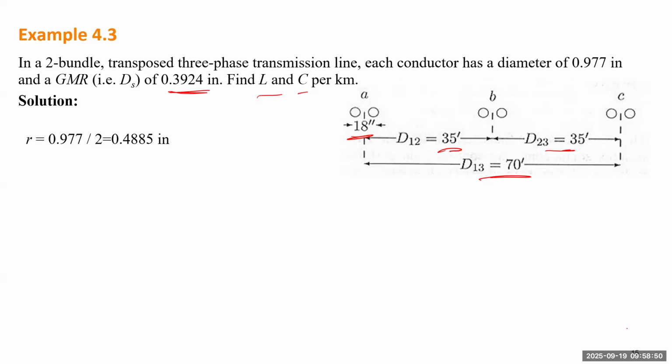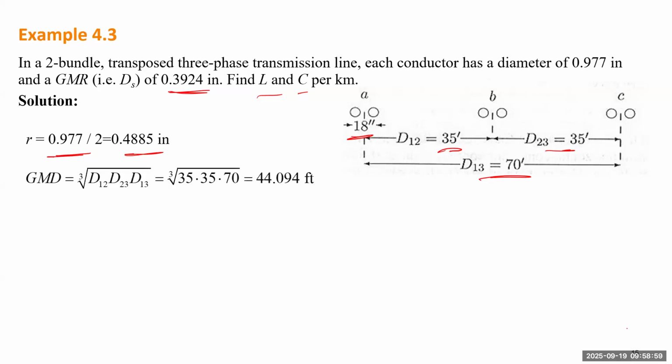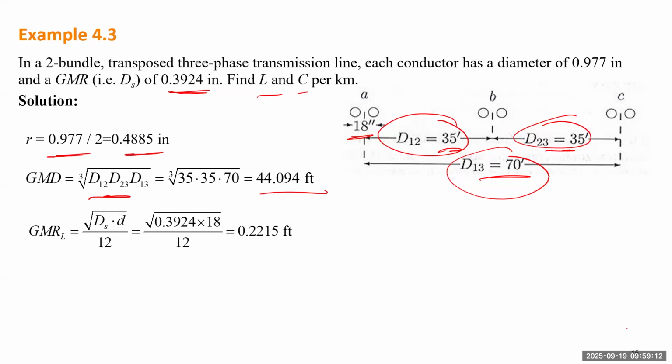The actual radius of each conductor will be the diameter divided by 2, which is 0.48 inch. For GMD, you just need to consider this distance, that distance, and this distance, right? So the average will be 44.094 feet. And for GMRL, you basically consider each group: it will be the radius on its own and the distance between the 2 conductors of each bundle.